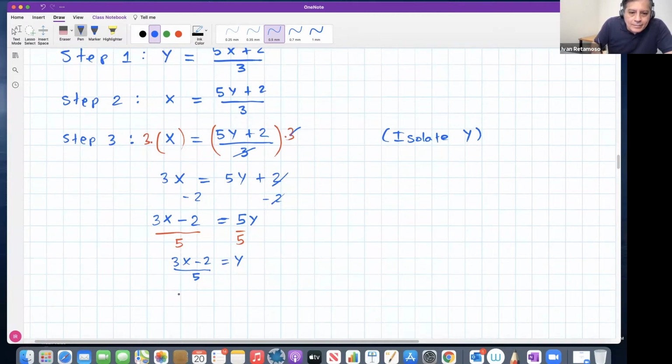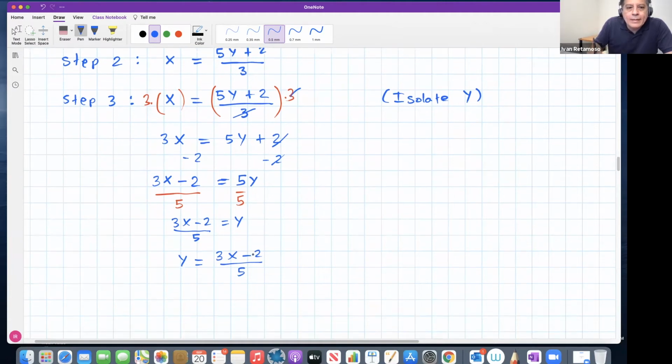Now, often again, mathematicians prefer to have the isolated variable on the left, right? The rest of the stuff on the right. So let's just do it. Let's put it here.